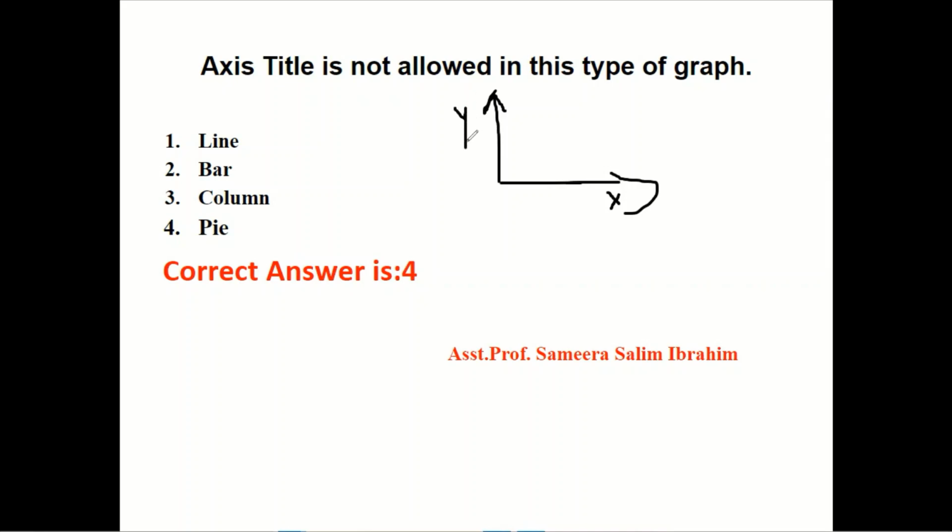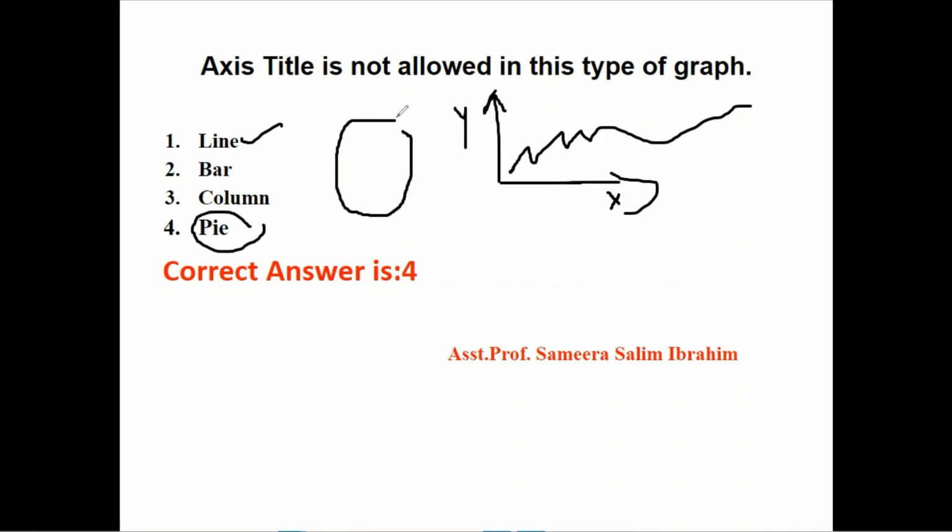So axes will be there in a line graph, which we use for the stock market, and in bar graphs and column graphs. So in all these three graphs, axis title is required. But a pie chart is in a round circle format, and a circle doesn't need any axis. So axis title is not allowed in a pie chart.